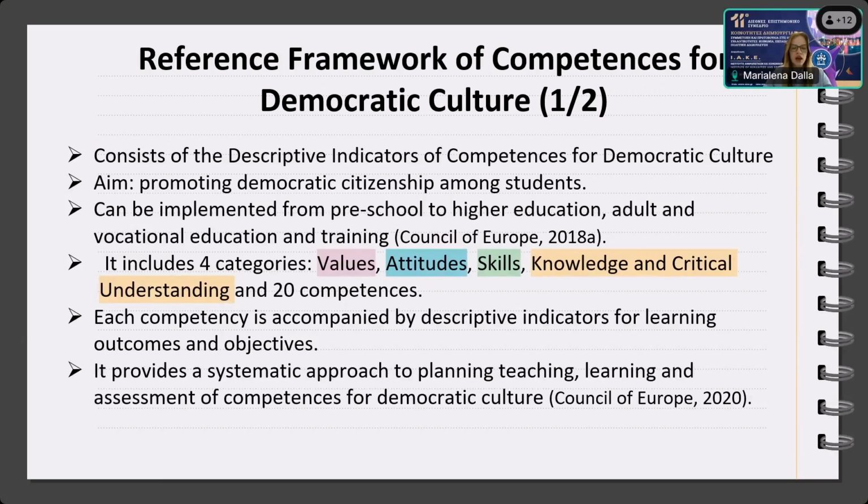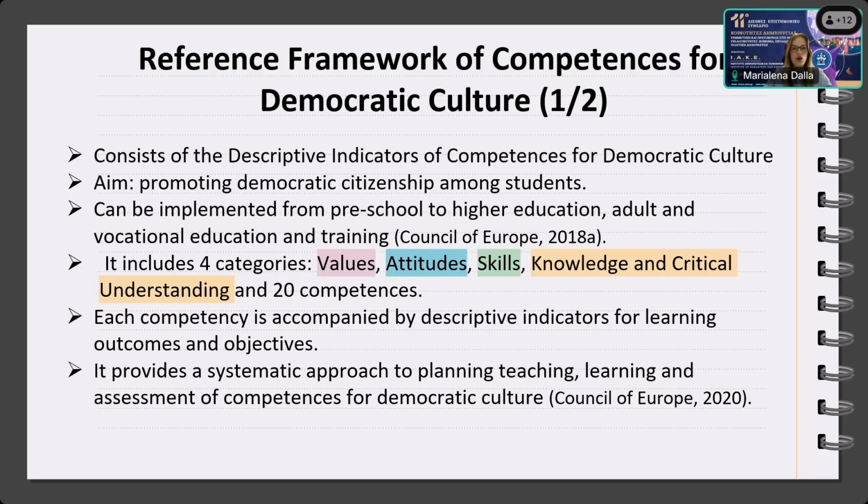As we all know, nowadays, school classrooms include students from different cultural backgrounds, which creates the need for teaching competencies for democratic culture to them in order to become active, participative, and responsible individuals. This framework can be implemented in all educational levels and includes 4 categories, as you can see: values, attitudes, skills, knowledge, and critical understanding, which in turn include a total of 20 competencies. These competencies are accompanied by descriptive indicators for learning outcomes and objectives.